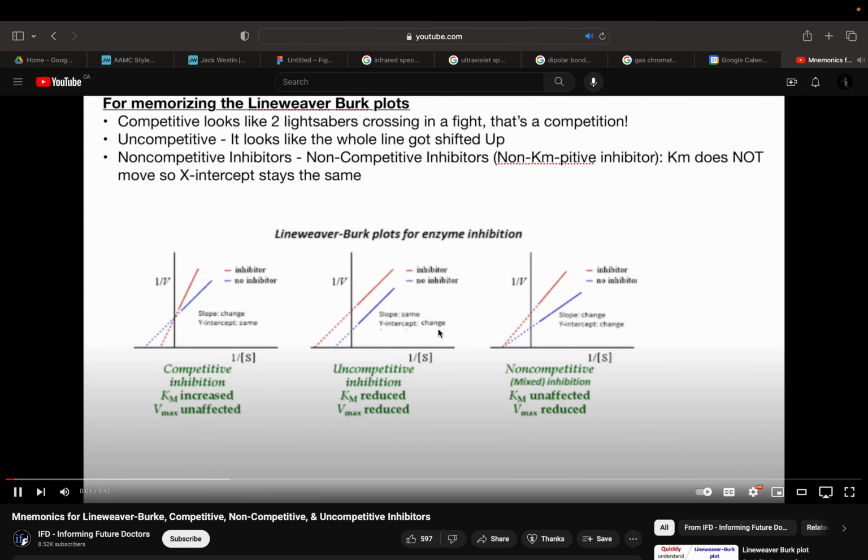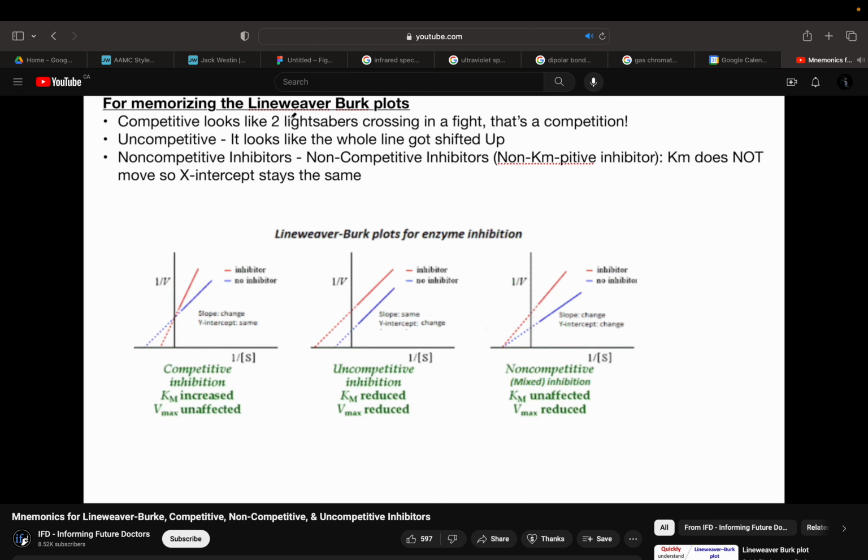Whether you're studying enzyme inhibitors for a lecture exam or a big test like the MCAT, there are a few things that you have to memorize, and I'm going to give you mnemonics for all of those in this video. The first is you've got to know what the Lineweaver-Burk plots look like for each enzyme inhibitor. For competitive, I remember that it looks like two lightsabers crossing. For uncompetitive, the line shifts up. And so I remember uncompetitive up. For non-competitive, I think non-Km-petitive, meaning my Km does not move, so my x-intercept stays the same.